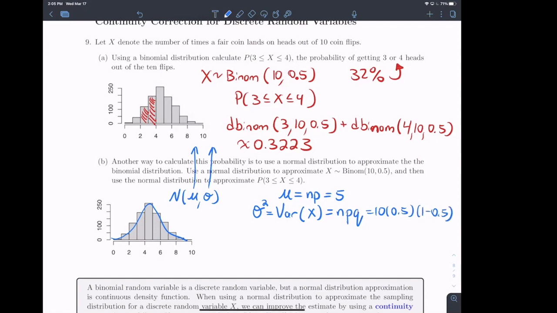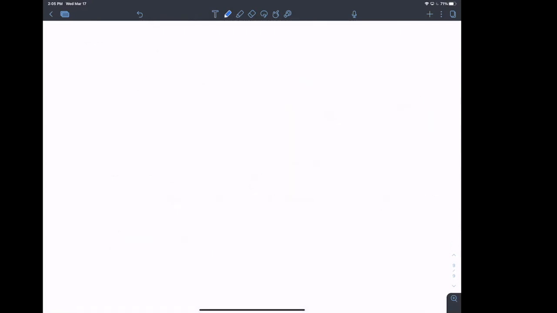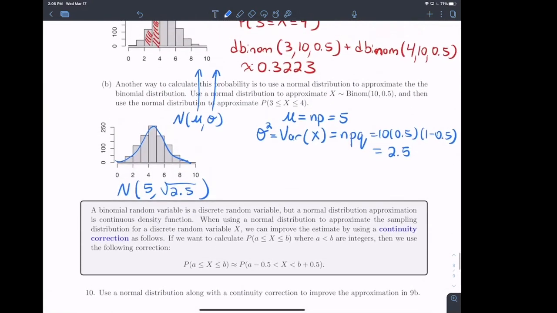So that would be 10 times 0.5 times 1 minus 0.5. That comes out to 2.5. So we could approximate this binomial distribution up top using a normal distribution with a mean of 5 and a standard deviation that is the square root of 2.5, since what we found was the variance, excuse me. Any questions?